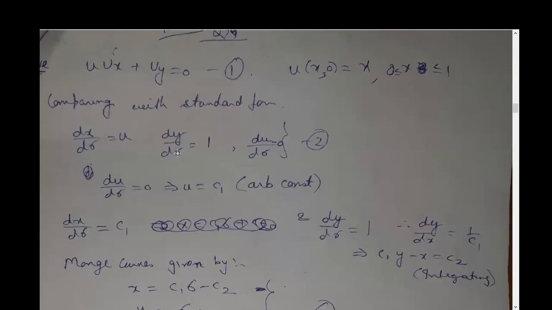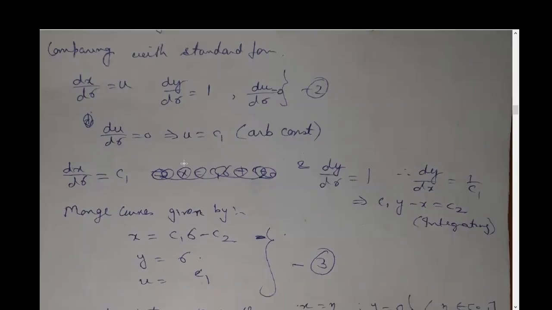So comparing with the standard form, a u_x + b u_y = c, you can easily get dx/dσ = u, dy/dσ = 1, and du/dσ = 0. And if you recall, for quasi-linear we need to take all these three equations coupled together, not only these two as we usually did for the semi-linear, because now you can easily see u is involved. So actually, this is giving what? The Monge direction. The Monge curve we will get from here, the gamma curve.